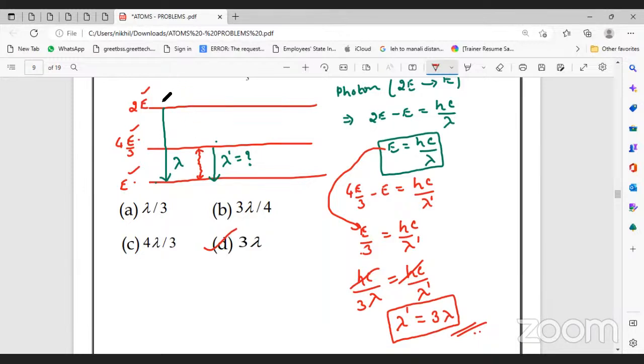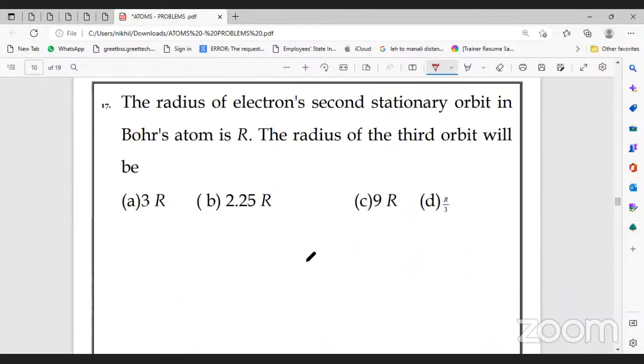So whenever the photon is coming from 2e to e, if lambda is the wavelength emitted, then when the electron takes a transition from 4e by 3 to e, the wavelength emitted is lambda dash, that is equal to 3 lambda. So option D is the right answer. Yes, students. This is a very important problem. This is quite an important problem.